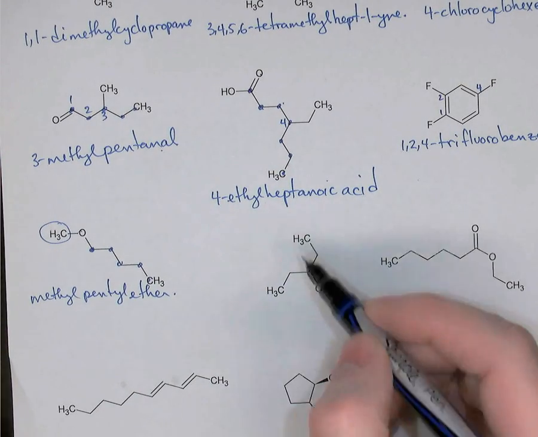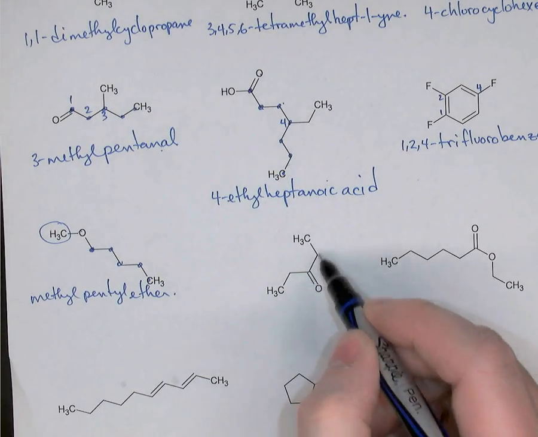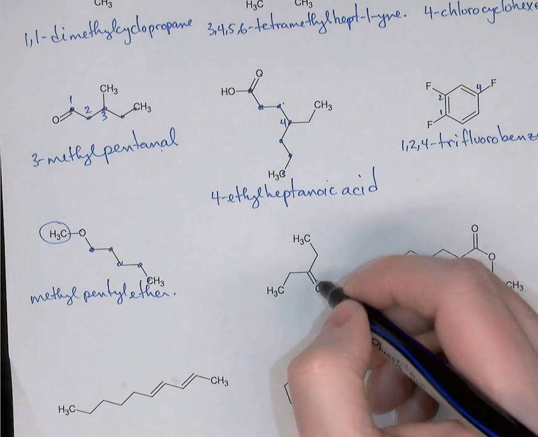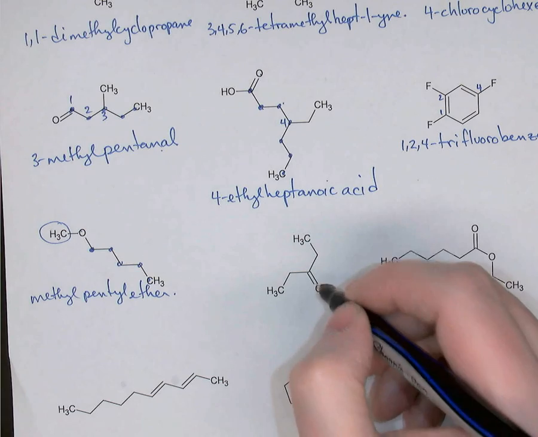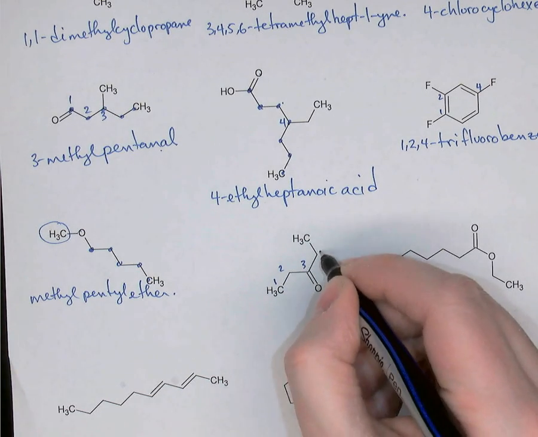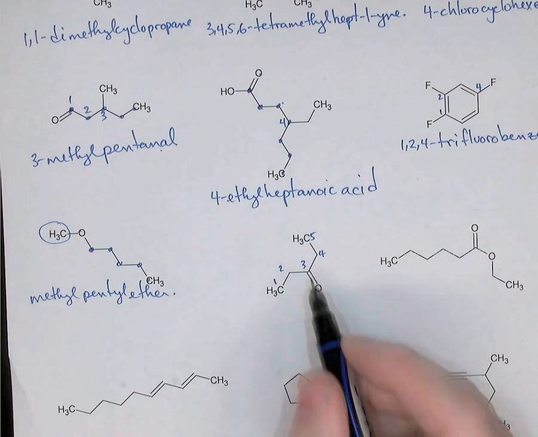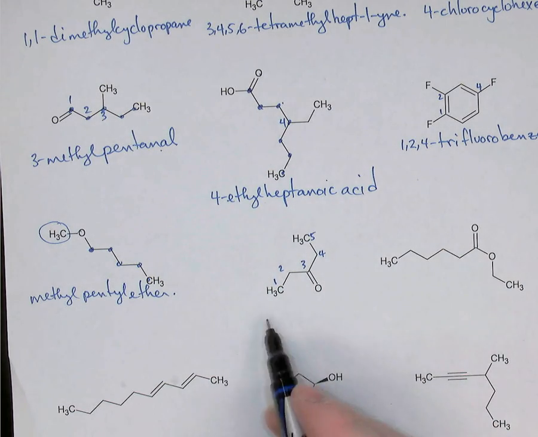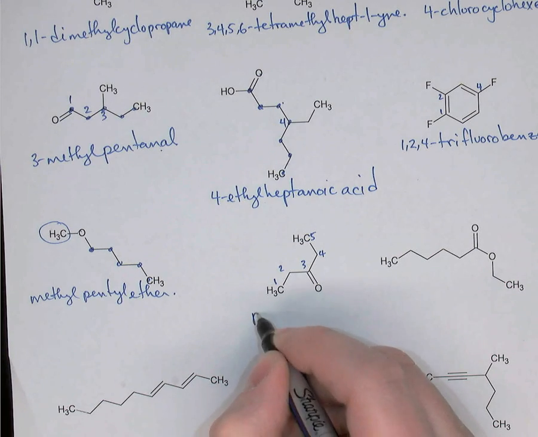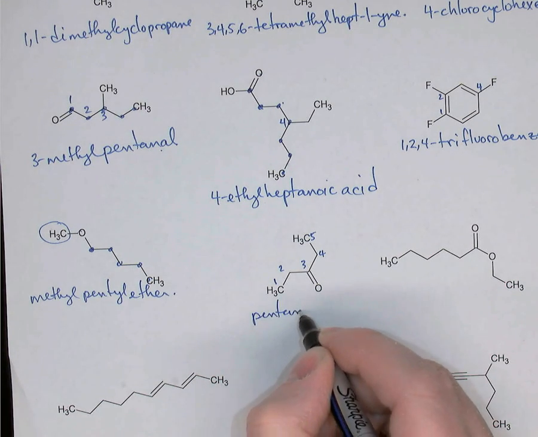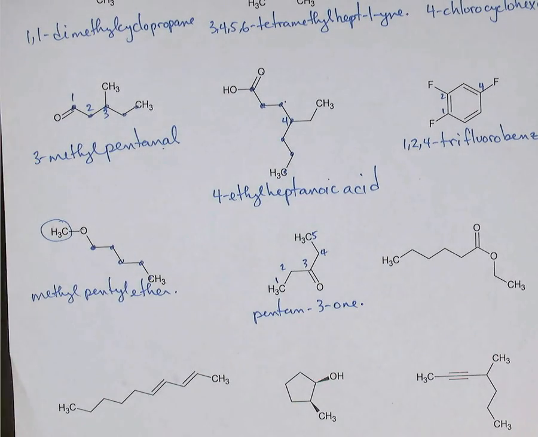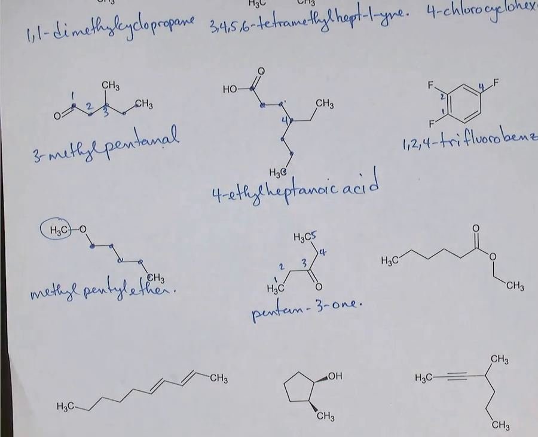Next we have a carbonyl group in the middle of a chain. So this is a ketone. The carbonyl group looks like it's in the very center of the chain. So I'll number 1, 2, 3, 4, 5. So it's the 3rd carbon in a 5-carbon chain. So this would be pentan-3-one. It's a ketone with the carbonyl at the 3rd carbon.